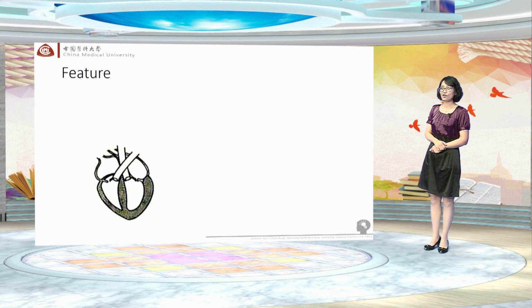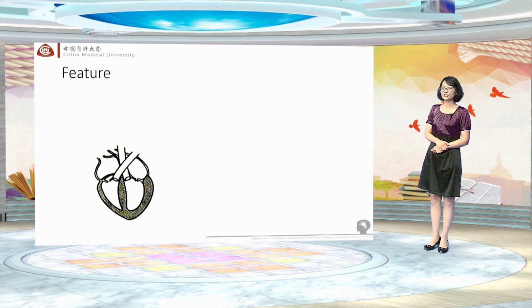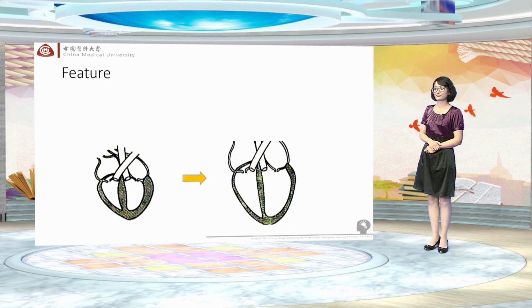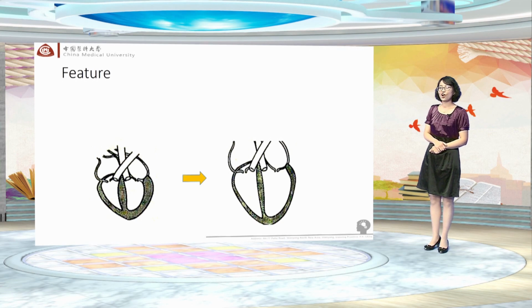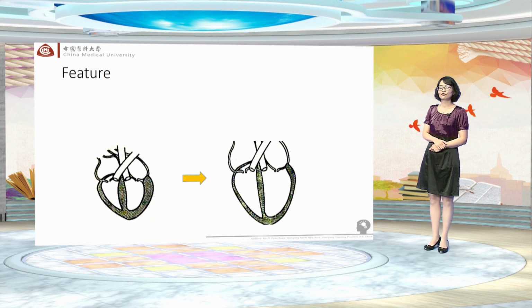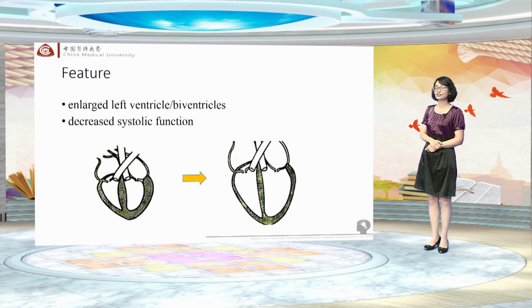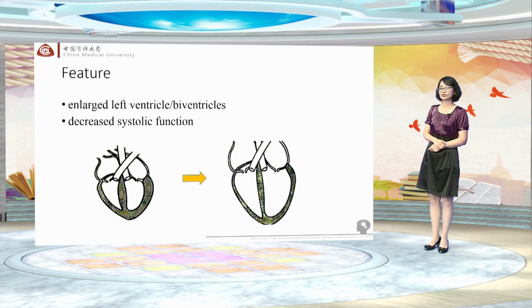Suppose this is a normal heart. The features of the dilated cardiomyopathy are like this. We can see enlarged ventricles, especially the left ventricle, with the thin wall of the heart. As a result, the systolic function is reduced. So the two features are enlarged left ventricle or both ventricles with decreased systolic function.